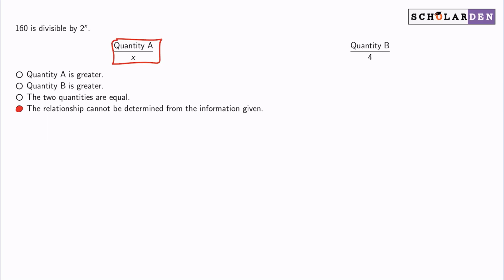Now, if 160 is divisible by 2^x, well, let's think about it. What are the factors of 160? Because the thing is, 2 to the power of x, those are just powers of 2. So how many 2's do we notice in 160? So let's go ahead and write a factor tree here, and let's get this done.